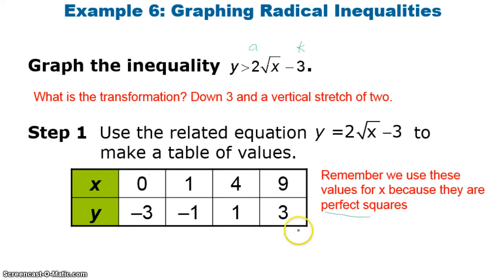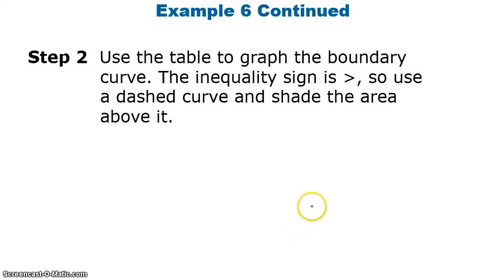So now you've got a pretty good look at what that graph is going to look like. So you're going to go to your coordinate plane. Now, since we're working with inequalities, we have to pay attention to our symbol, and our symbol in this case is a greater than. So there is no equal sign, so we will use a dashed curve, and since it's greater than, we are going to shade above it.